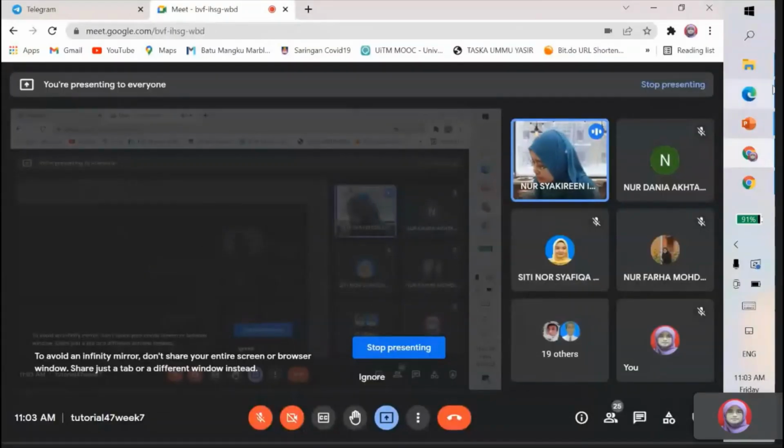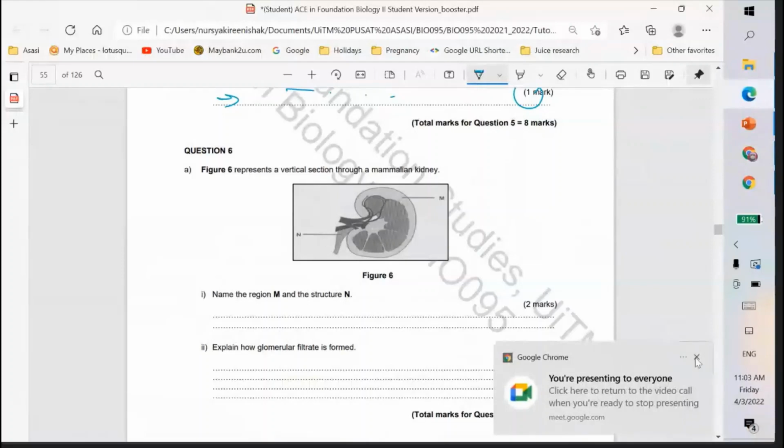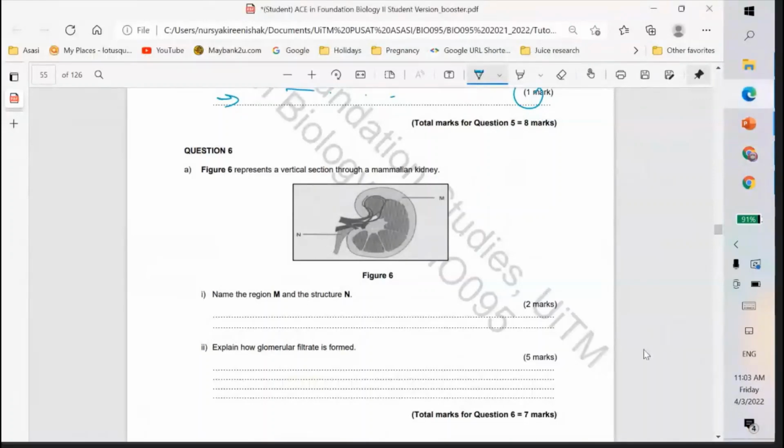Okay, so we are going to discuss part B, chapter 3, homeostasis. We are going to look at question 6 until question 10. For question 6a, it gives you figure 6 that represents a vertical section through a mammalian kidney. Can the first person in the list, Umar, answer question number 1? Name the region M and the structure N.